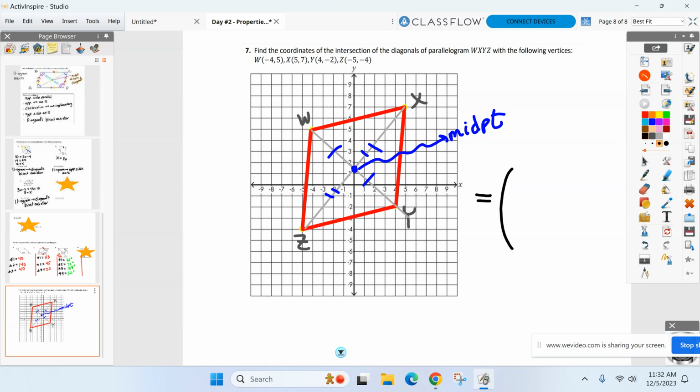It's x1 plus x2 divided by 2, y1 plus y2 divided by 2. So go ahead, take either diagonal, WY or XZ, and find the midpoint, because it'll be the same for either one. And that is the intersection of the diagonals. I am never going to accept just you looking at it. We've got to do it algebraically.